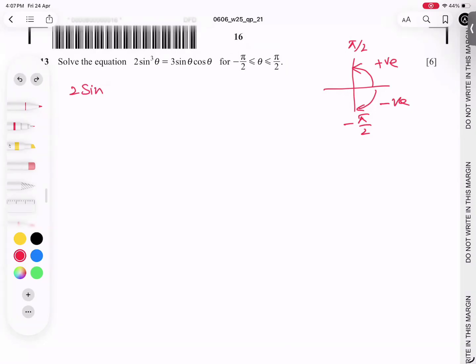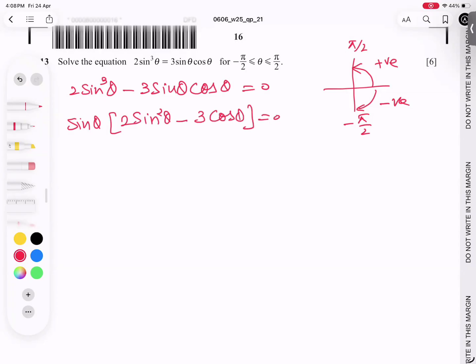So the best idea is to bring the complete equation to the left hand side. If we have numbers, we can cancel, but variables we should not cancel. So I can take common out, sine theta common out. I got 2 sine square theta minus 3 cos theta. Okay, sine gone. So I think this part is clear. So either this equals 0, and this equals 0 is only possible if we have 0 here. So I'm writing sine theta equals 0, one option, and 2 sine squared theta minus 3 cos theta equals 0.